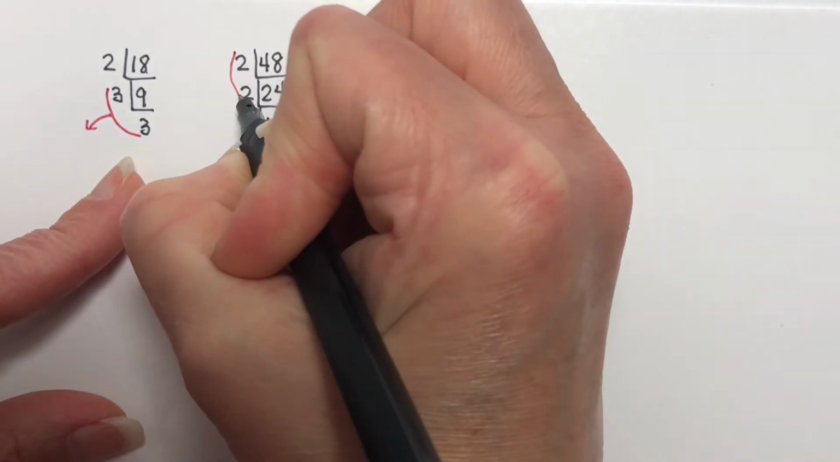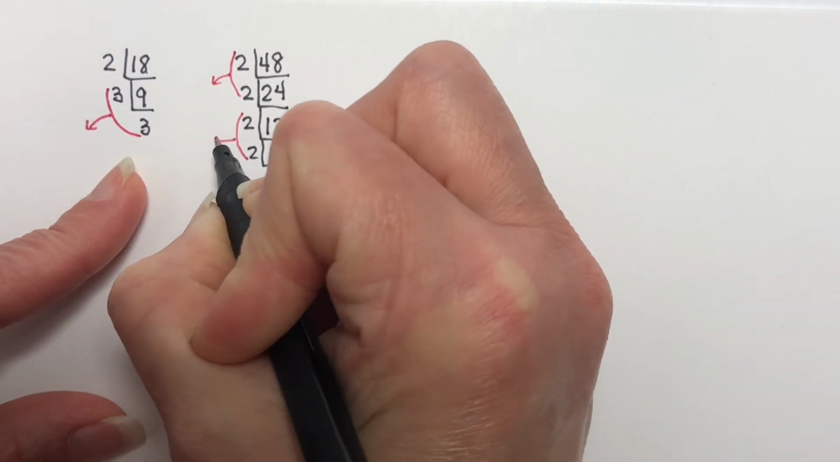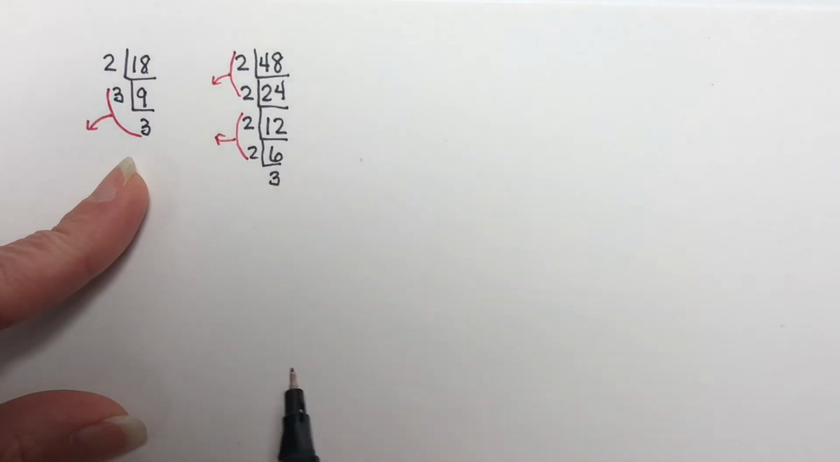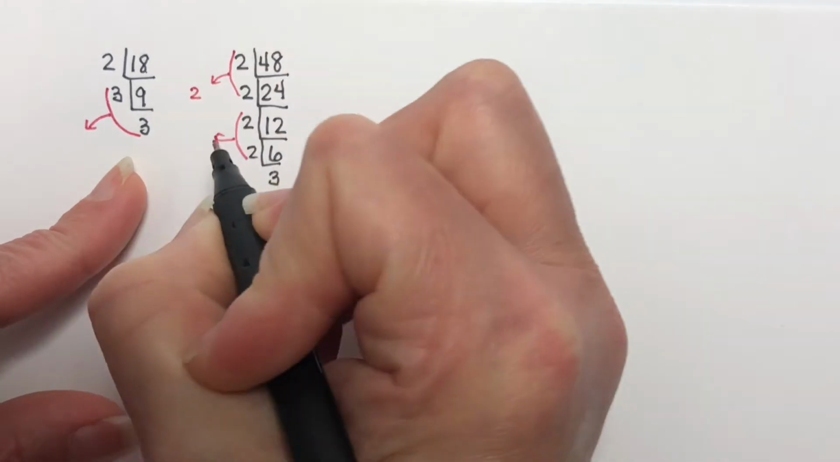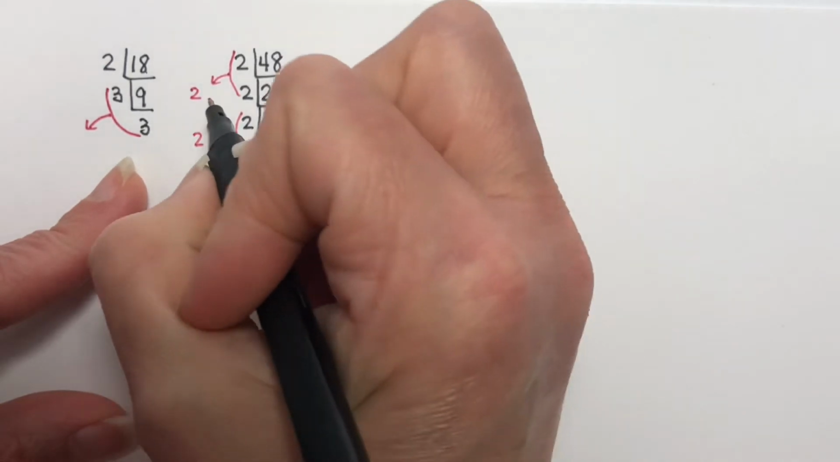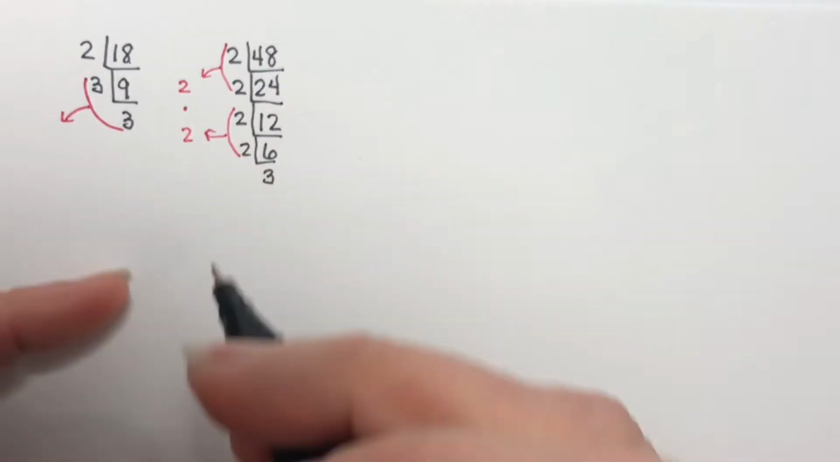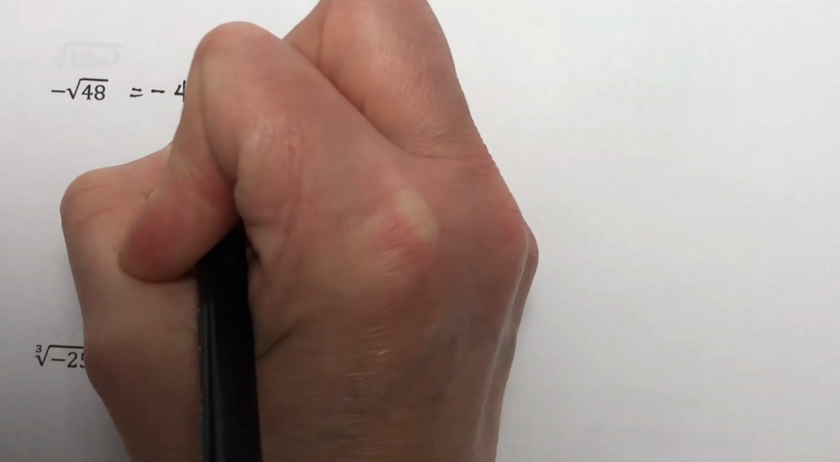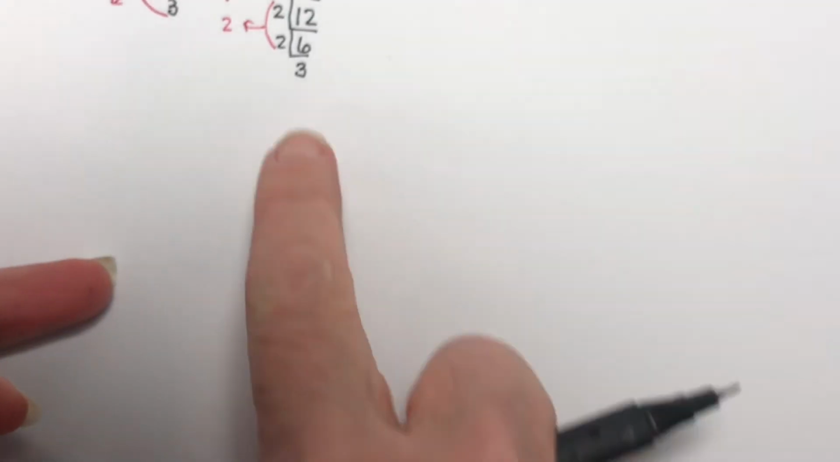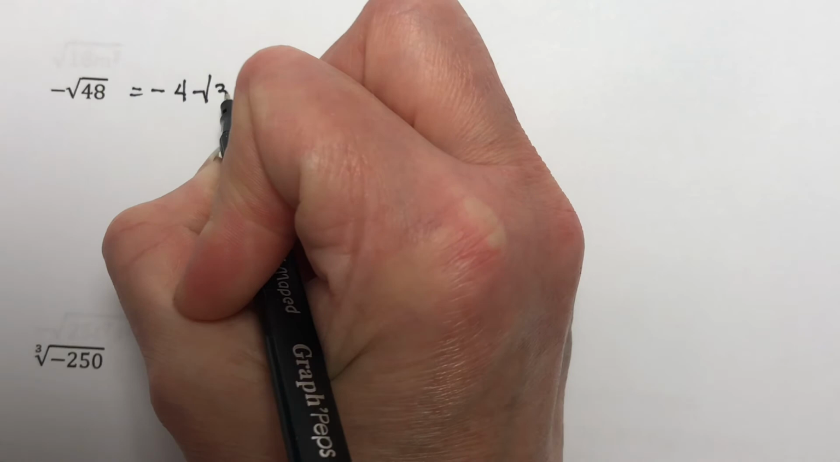I have a pair of 2s here, so it's going to move out. And I have another pair of 2s. So what do we do when we have more than one thing move to the outside? A 2 is going to move out here, a 2 is going to move out here. To find out what moves out on the whole, we multiply those together. So I have 2 times 2, which is 4. And on the inside, I had a 3 that never had a partner. So this is the square root of 3. Negative 4 times the square root of 3.